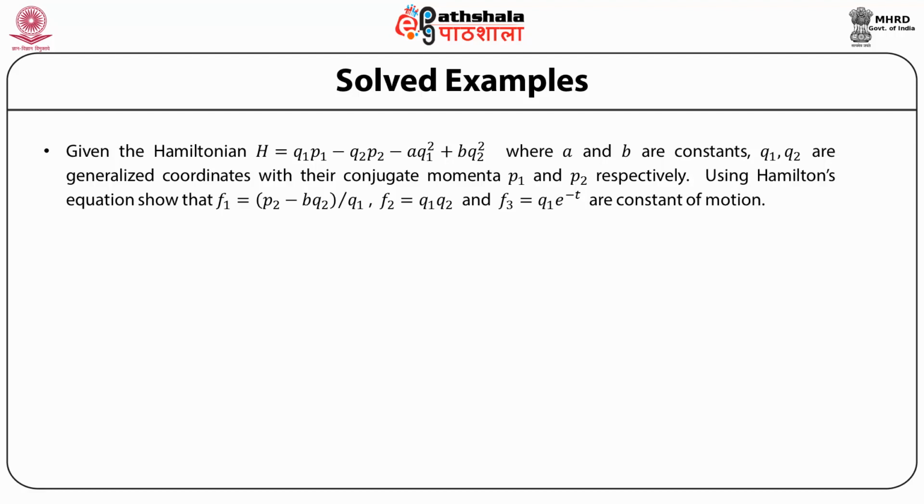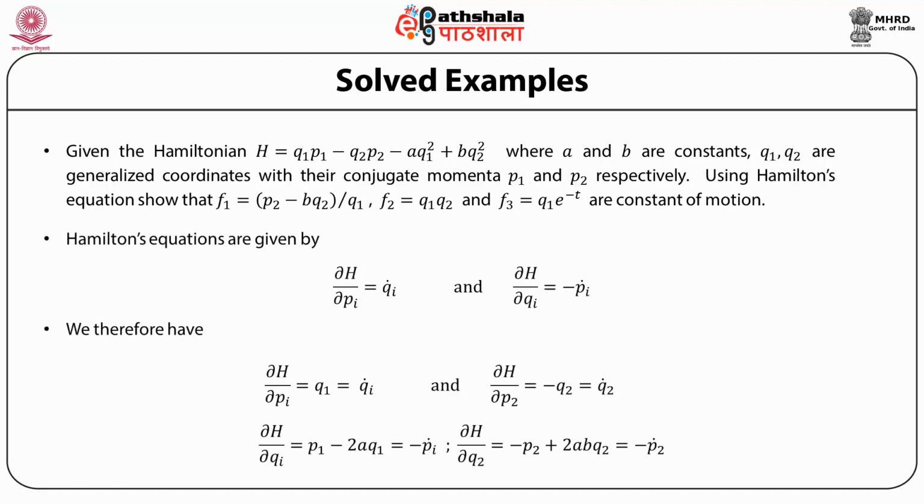From the Hamiltonian, the Hamilton equations are dH by dp_i equal to q_i dot, and dH by dq_i equal to minus p_i dot, and we now write these for p1 and p2. The equations that we obtain are q1 equal to q1 dot, minus q2 equal to q2 dot, p1 minus 2a q1 equal to p1 dot, and minus p2 plus 2ab q2 equal to minus p2 dot.